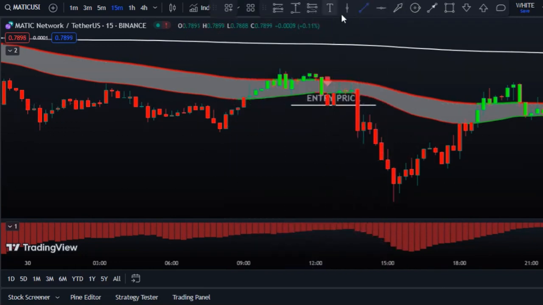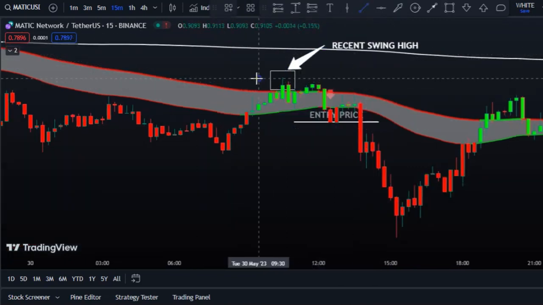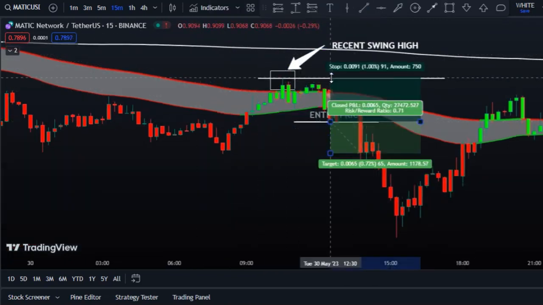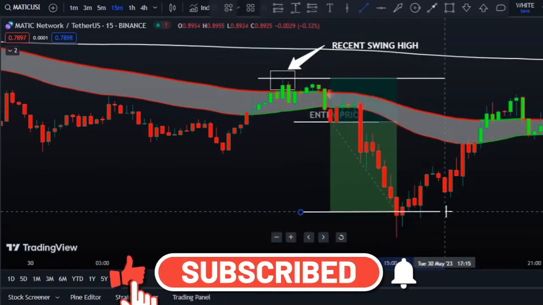Then find the recent swing high and place your stop loss above it. Finally, exit the trade when your profit becomes double the amount of risk.